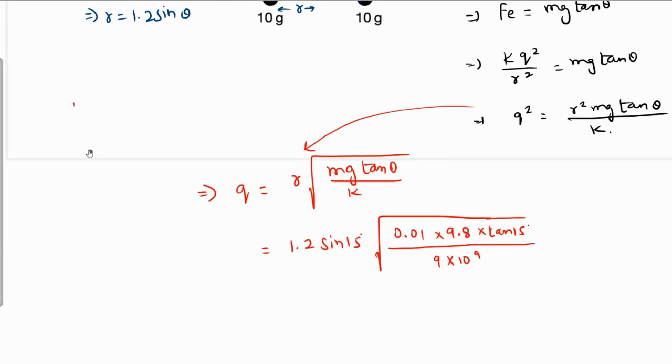Let me just grab my calculator and solve for this. 0.01 times 9.8 times tan of 15 over 9. Oh, interesting. So we have a square root of this value, which we multiply with 10 raised to minus 9 as well. Taking the square root of this value, multiplying with 1.2, then multiplying with sine of 15. Finally, the answer comes out as 5.31 times 10 raised to minus 7 coulombs.